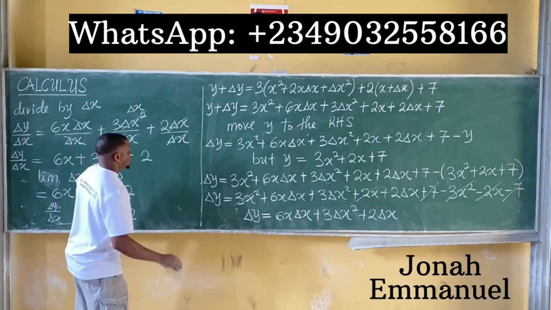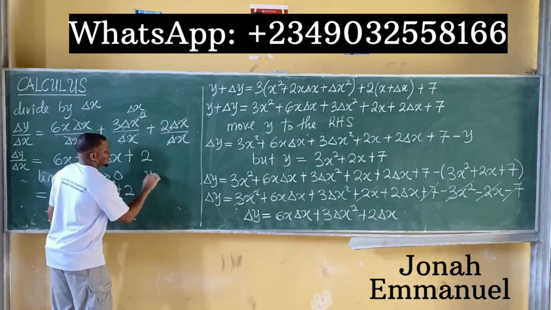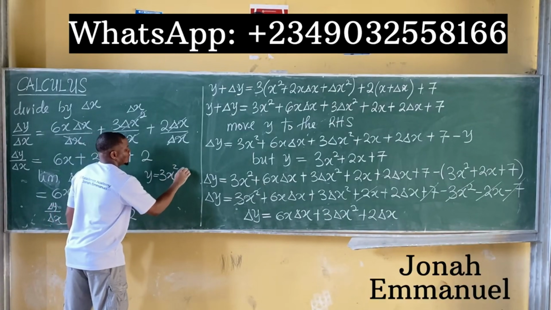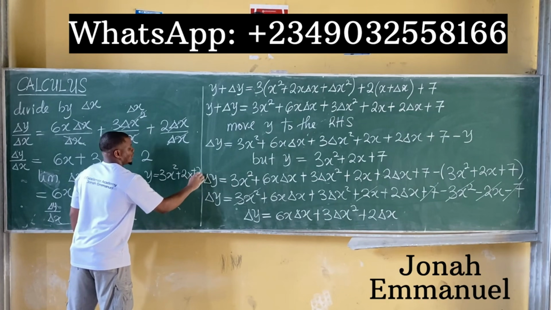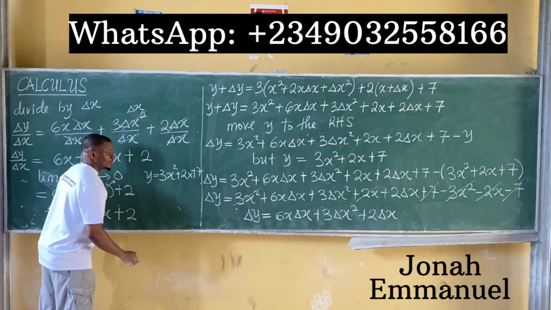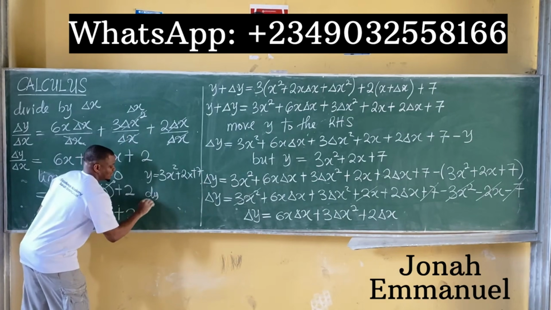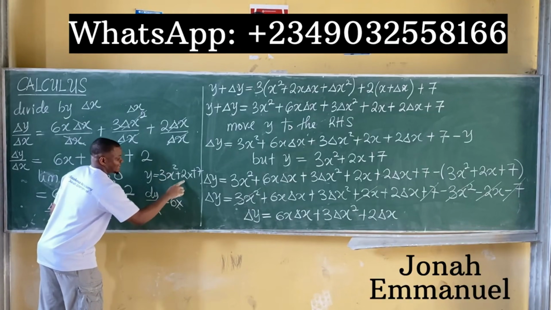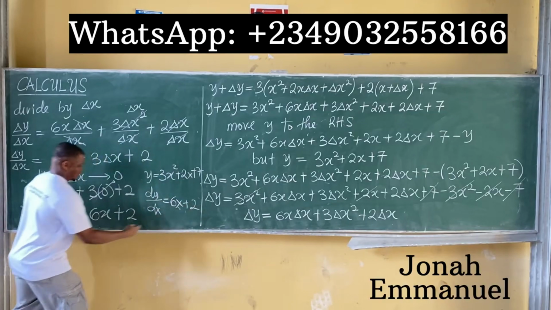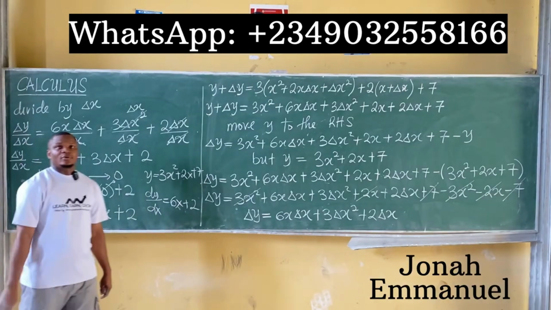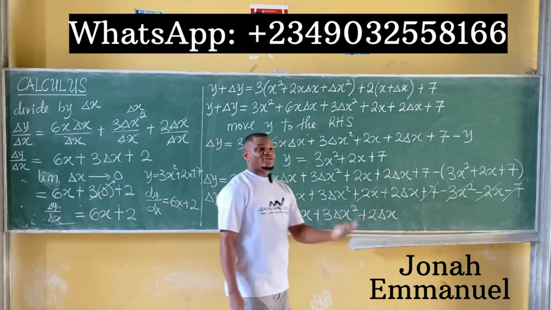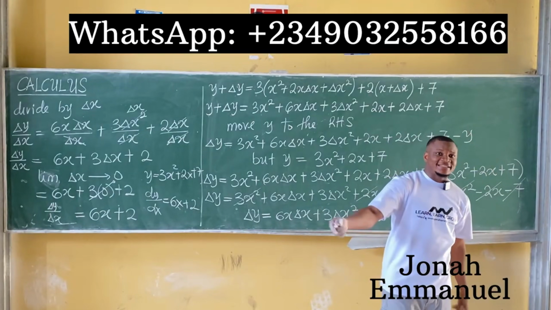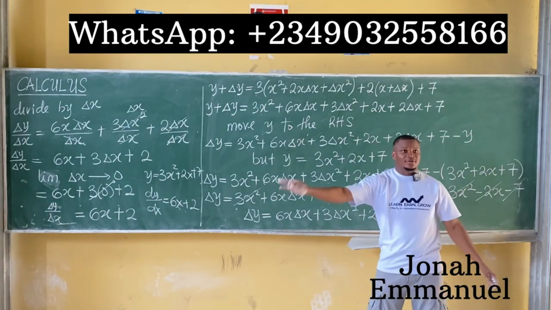Please, what was the initial question? y equal to what there? 3x squared plus 2x. Please use the power method. In the power method, dy/dx is equal to what there? 6x plus 2. The same answer. All right. Something that we use the power method and 2 lines to get, see what first principle is doing to us.